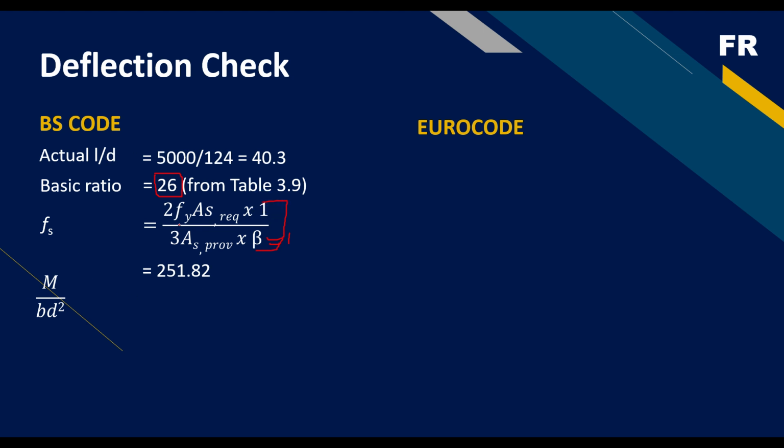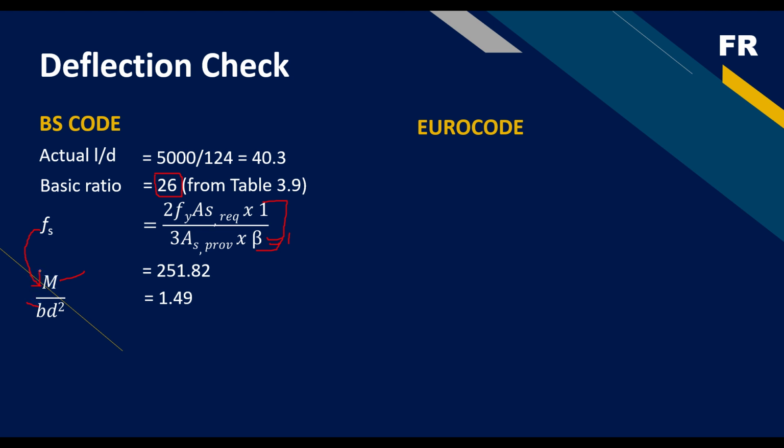So in order to get the modification factor, we need to evaluate M over BD squared. M is the moment, B is the width of the slab, we take it as 1 meter, as I've mentioned. D is the effective depth. So if you substitute that, you have 1.49. The combination of Fs and M over BD squared will give you the modification factor.